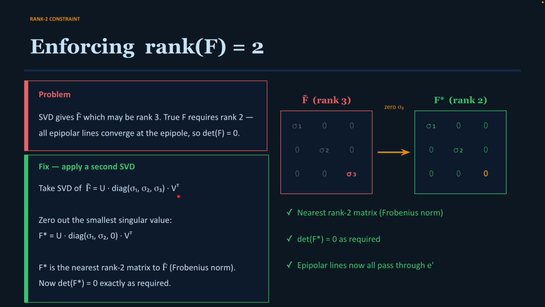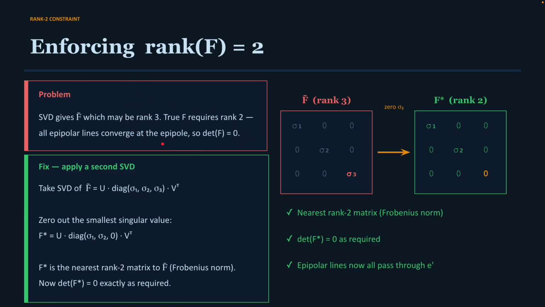The F we just got from SVD will generally have rank 3, but the true fundamental matrix must have rank 2. Geometrically, all epipolar lines in an image must pass through a single point, the epipole, and that forces the determinant of F to be 0.